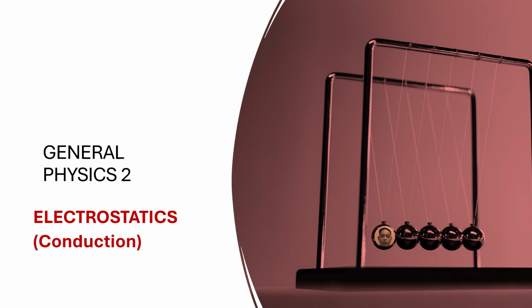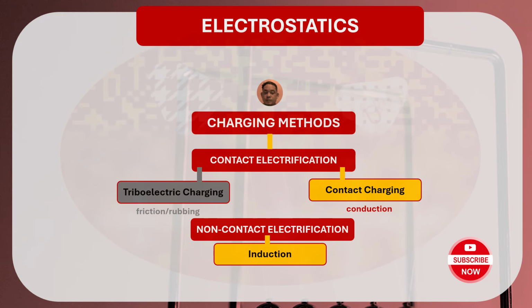We will be discussing conduction charging now, and we're done with triboelectric charging. This time, we will have another type of contact electrification, which is conduction. Charging methods we will review: we have the two types, contact electrification and non-contact electrification. This video will just focus on contact charging, or what we call conduction. In other books, they call it contact charging, or charging by contact.